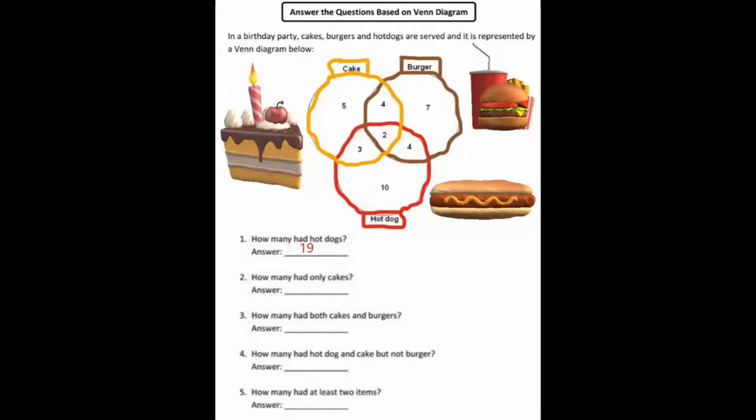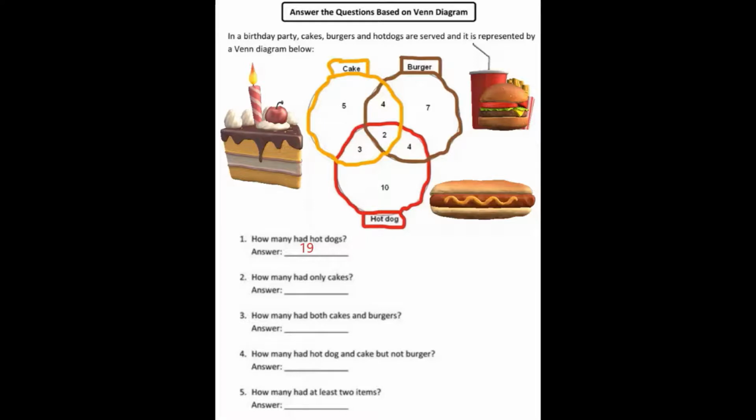Question number 2 says, how many had only cakes? So as you can see, this one is being much more specific. They want to know how many only had cake alone. Just cake. That's it. So if we're looking at the Venn diagram, we can see the cake here. And we just want to know how many had cake only.